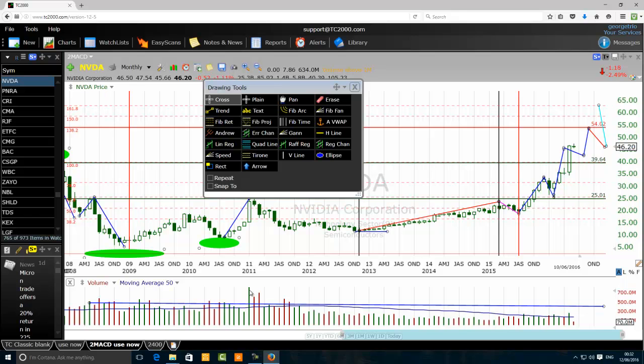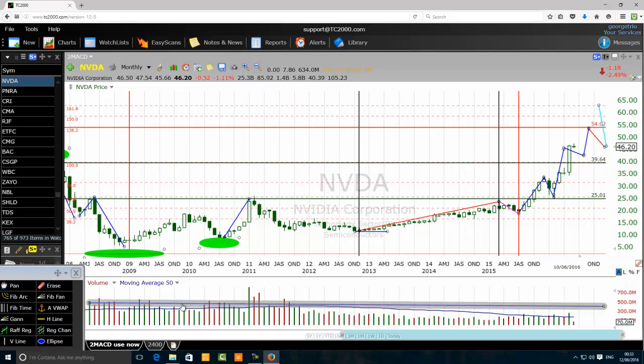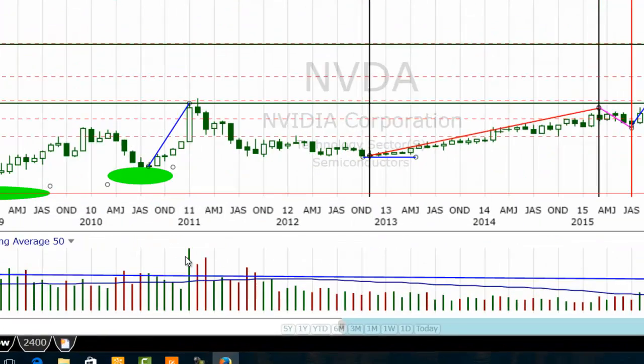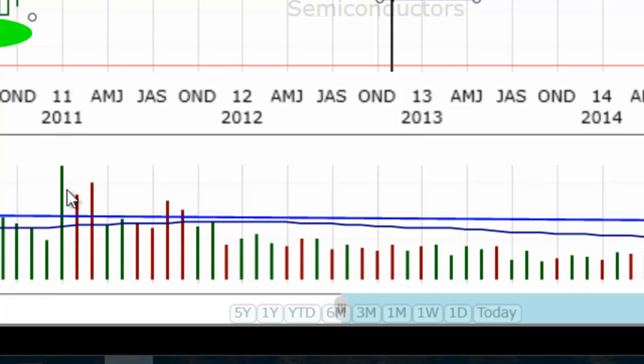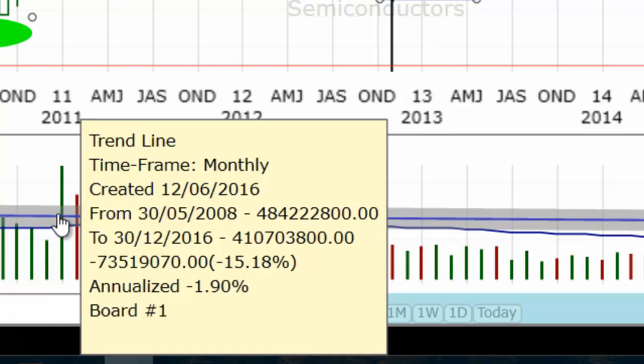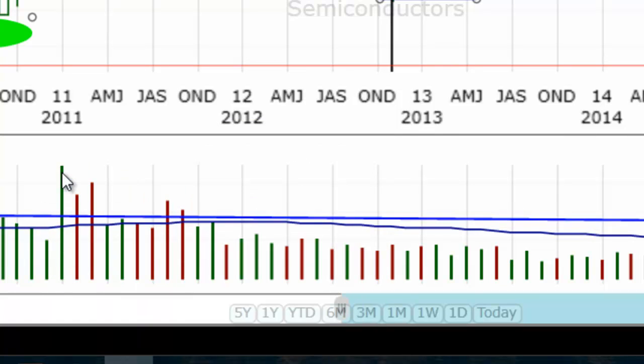Suddenly, we see this volume spike here. Are you with me? At that point, how many shares do we have? 824 million shares. So double the average volume. This is a volume spike.